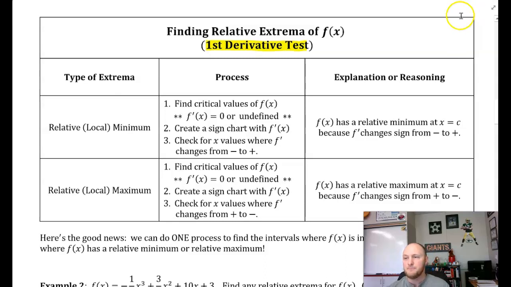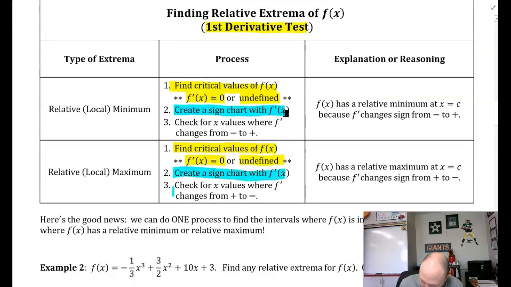And the first derivative test should give you a clue of what we're going to do. This really builds off what we did in the last lesson. The first thing that we're going to do is find the critical values of f of x. Note that involves finding when the derivative, f prime, is equal to 0, or when it is undefined.